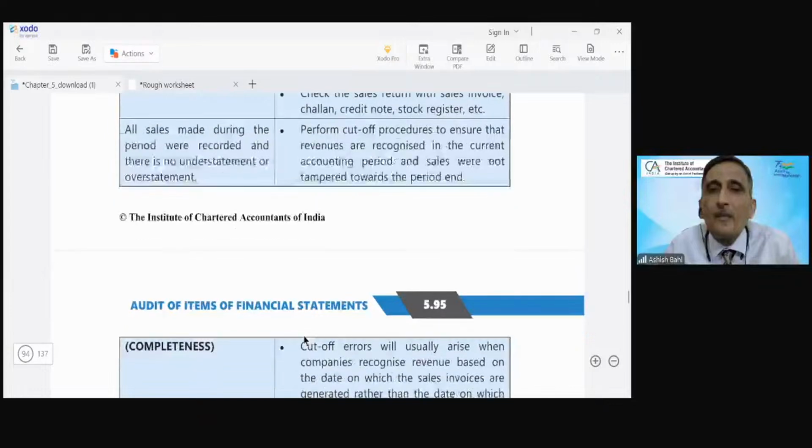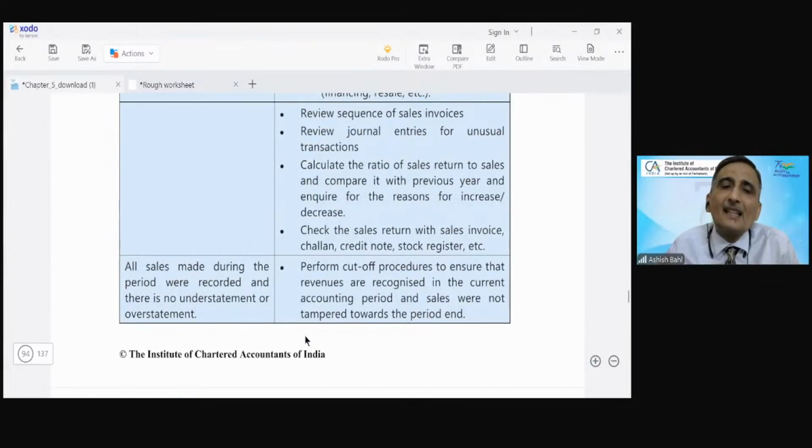And second assertion is completeness. Now, what does completeness mean? That nothing is left out. That all sales made during the period were recorded. There is no transaction of sales which needed to be recorded in sales account that has not been recorded. Okay. So how you would ensure that? Which audit procedures are you going to perform? You would perform cutoff procedures to see that on a particular date, say as at year end, as at 31st March, all revenues which needed to be recognized have in fact been booked. Okay, it is not that some goods have been sent to the customer and these have been dispatched from the factory, but say these have not been billed. So these should be billed. Okay.